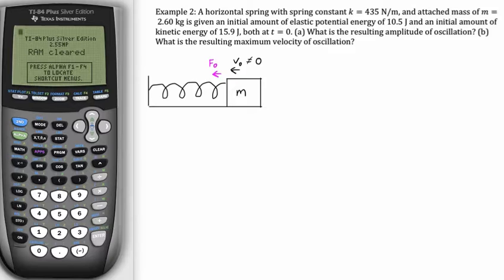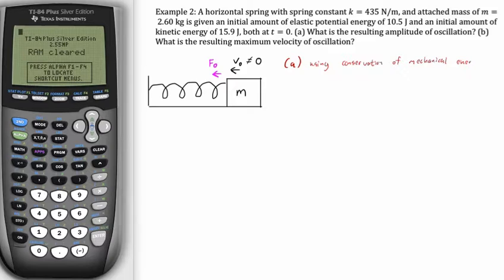So this is F naught, the initial force associated with that initial stretch, which we could find using the spring constant and Hooke's law. Okay, so we were asked for the resulting amplitude of the oscillation. We can find that by using conservation of mechanical energy.